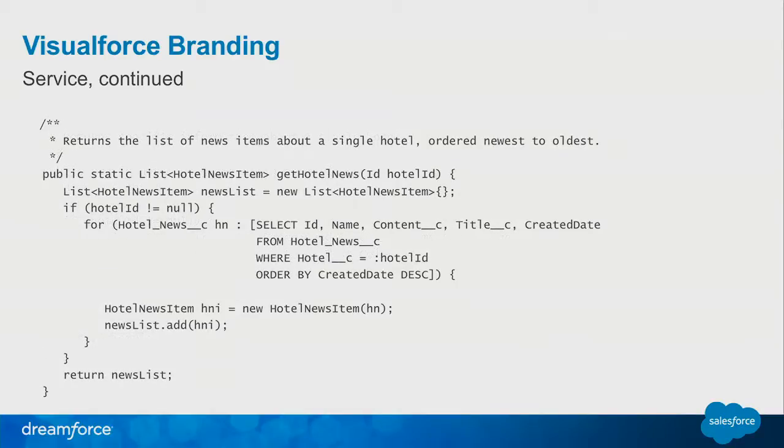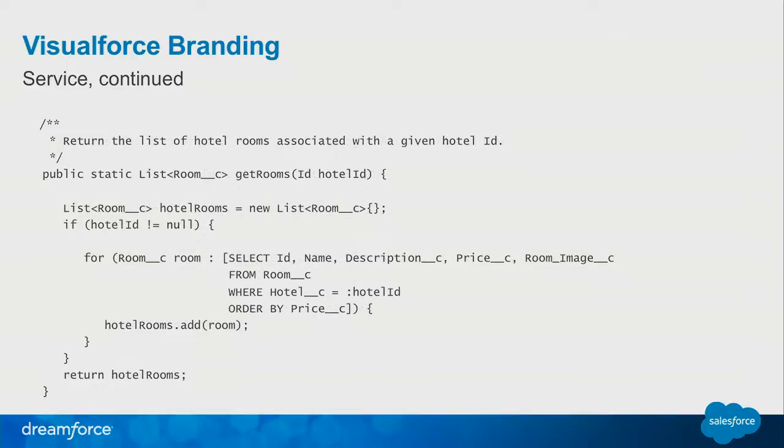So here's the hotel news method that I was talking about with the wrapper object. You see basically this is doing a SQL query to pull our list of hotel news items, and then it's kind of just creating that wrapper with it so that we can return that slightly better formatted date.